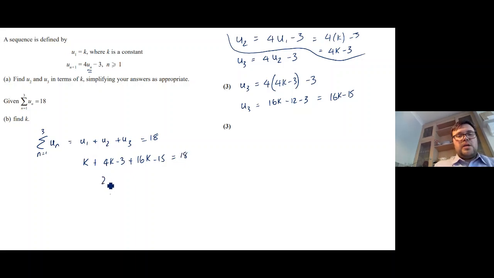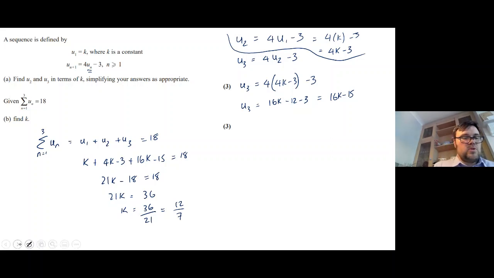So we have 21k minus 18 equals 18. Simple equation, 21k equals 36. Sorry, look at the previous 18 up there. k equals 36 over 21, which can be simplified. It doesn't ask, but it can be simplified because both are divisible by 3. So k is equal to 36 over 21, which is equal to 12 over 7.